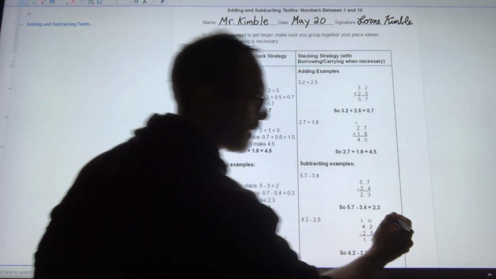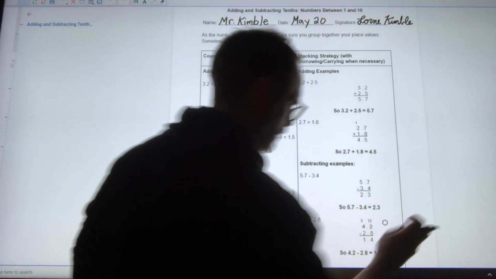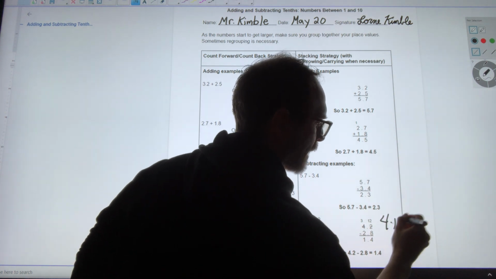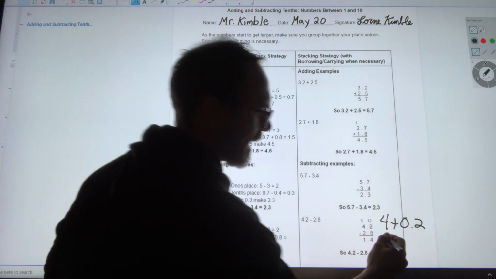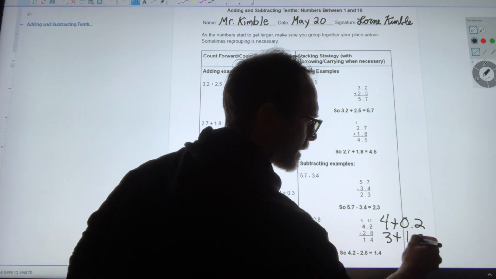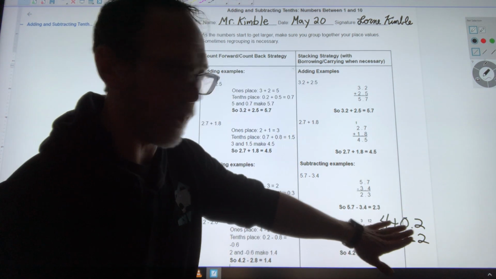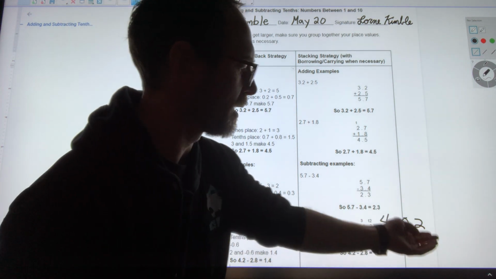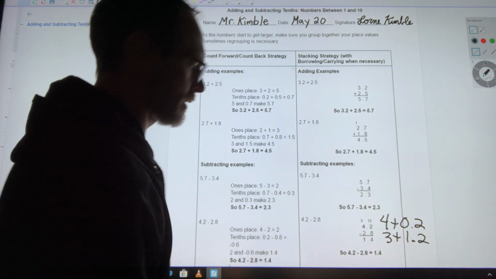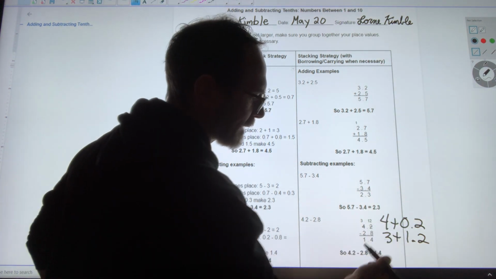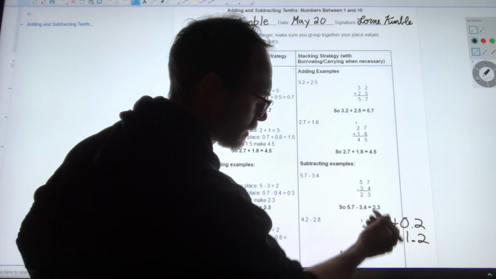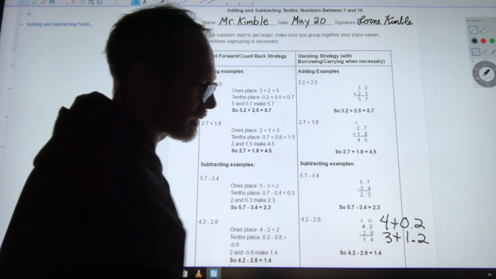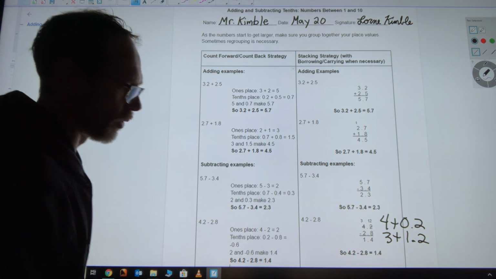Basically, instead of having 4 plus 0.2, what I have now is 3 plus 1.2. I haven't taken anything away, I've just regrouped my numbers. I borrowed from the ones place to help with the tenths place. So now I have 12 tenths minus 8 tenths, and 12 minus 8 is 4. And then 3 ones minus 2 ones is 1. So now my answer is 1.4.